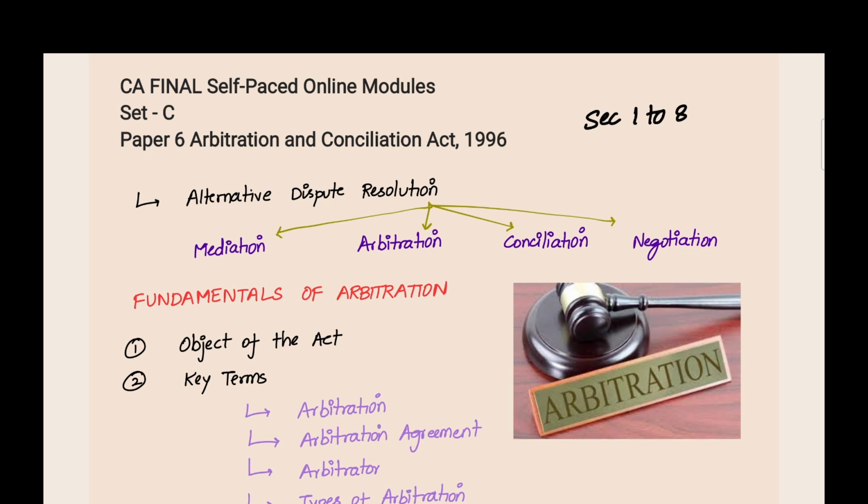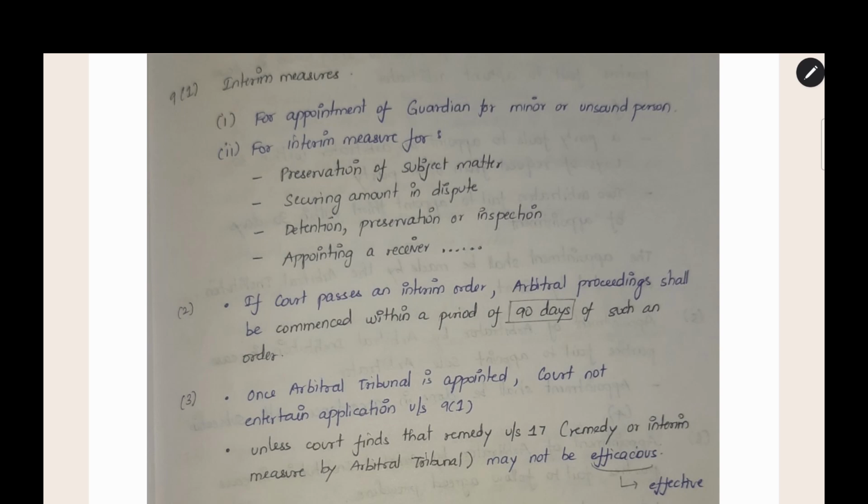Now, let's get into the topic. Let's start with section 9. Section 9 is about interim measures. In the previous video, we saw that it is one of the three special sections where part 1 will also apply when the seat of arbitration is outside India. Generally, part 1 will apply only when the seat of arbitration is in India. But there are three special sections, one of which is section 9. It will also apply even when the seat is outside India.